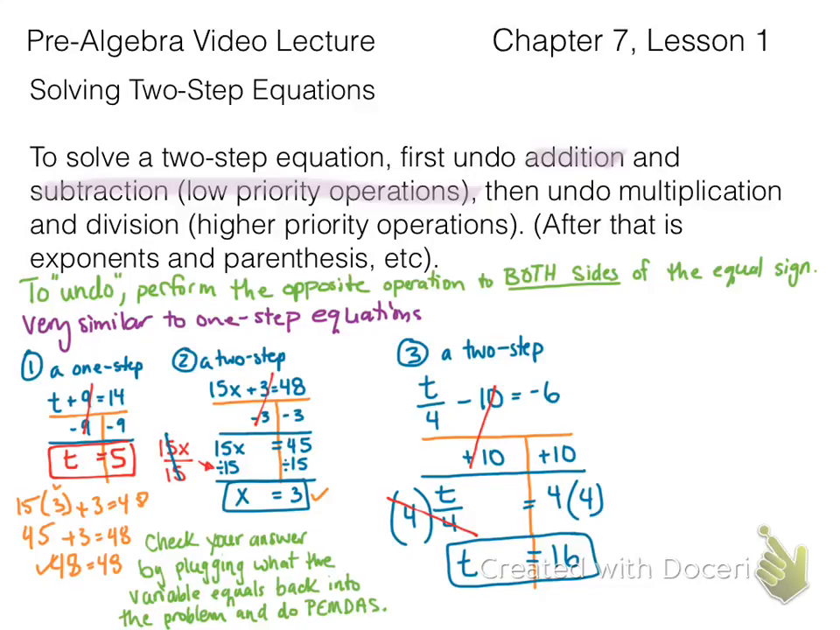And again, you can check it out. 16 divided by 4, if I were to plug it in right there, 16 divided by 4 is 4. 4 minus 10 is negative 6. So there you go. I did check it this time, and I actually got the right answer. Unlike that second problem.